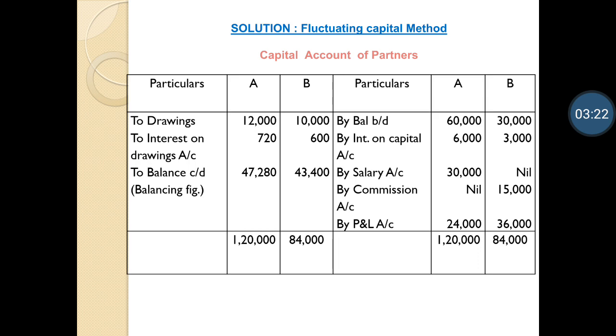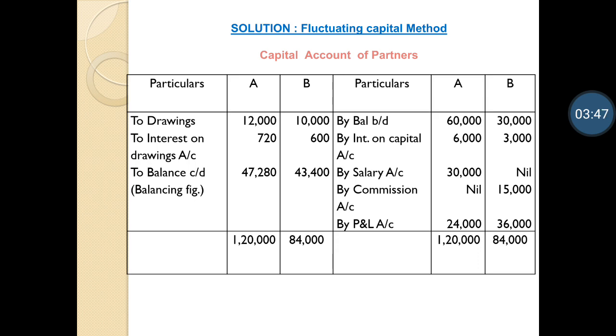As you know, capital always shows a credit balance. Interest on capital, salary, commission, and the last one is P&L. P&L is nothing but the share of profits. By all these things, the capital figure increases. In 11th standard, you might have studied and recorded it in the capital, added it in the capital. Here also, when you record it on the credit side, it automatically gets added to the capital.